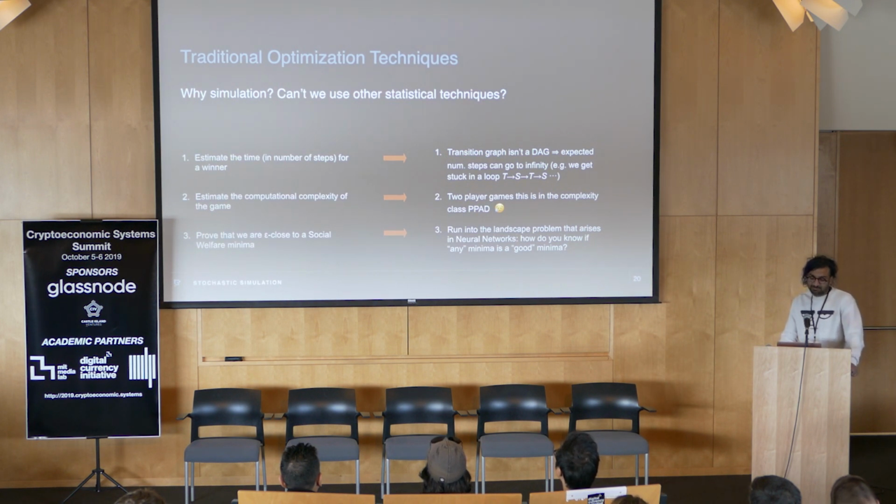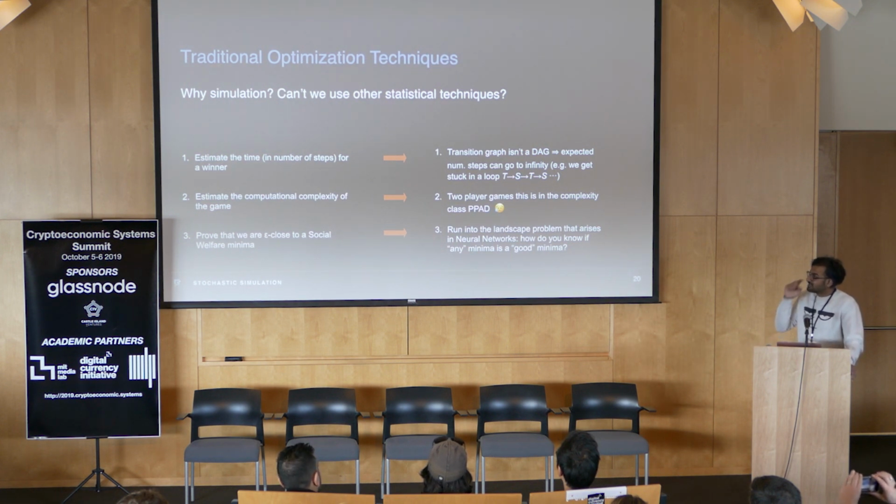So why simulation? Number one, estimate the number of steps until you have a winner in a game. This happens a lot in reinforcement learning, where you can't actually do this because your state graph has tons of loops and you get into tit-for-tat behavior. And in these iterated tit-for-tat games, there's sometimes no winner. Number two, estimate the computational complexity. As much as we all love Brouwer's fixed-point theorem, I don't think people are happy to see PPAD as the complexity class of something they have to deal with. And the last thing, prove that you're epsilon close to a social welfare minimum.